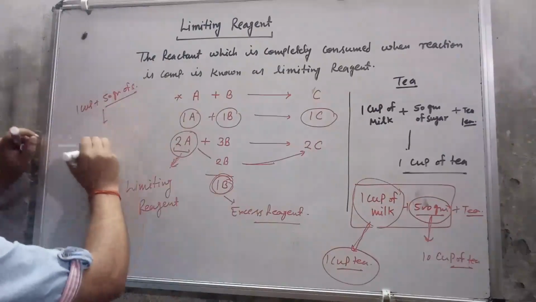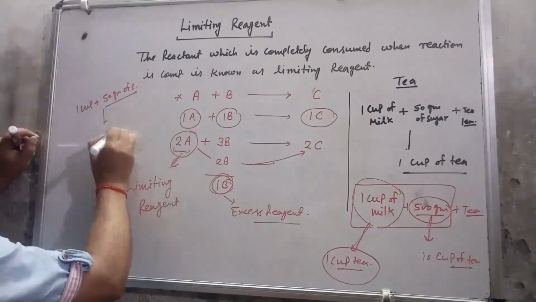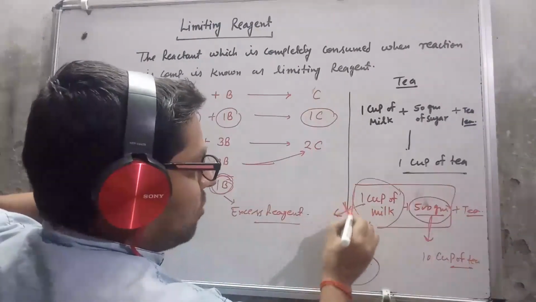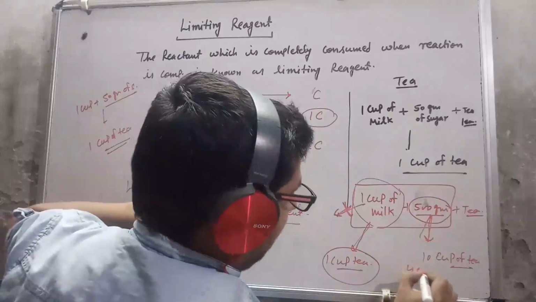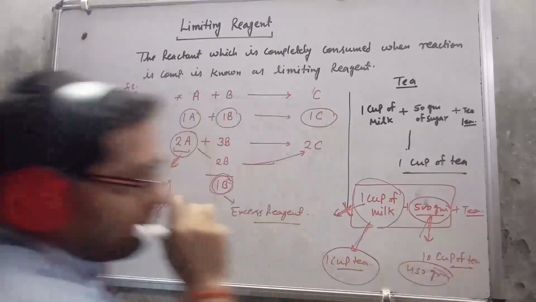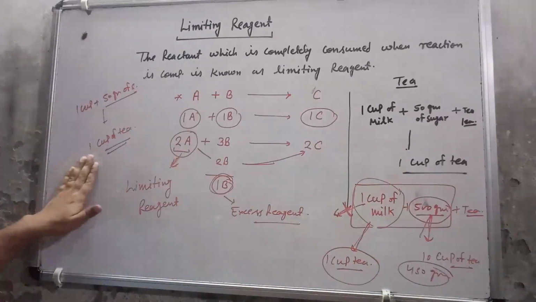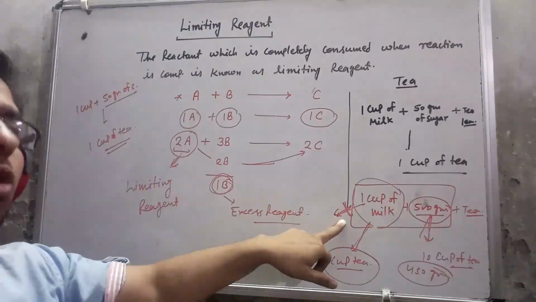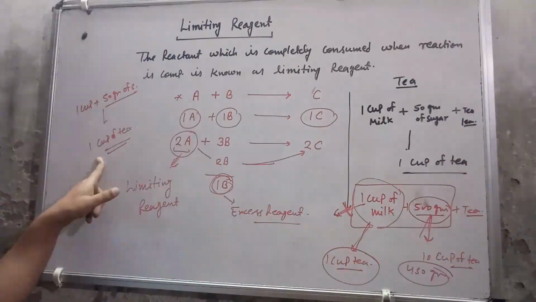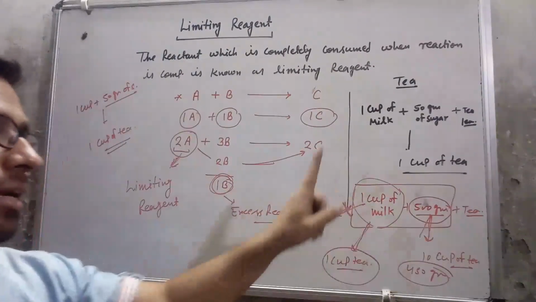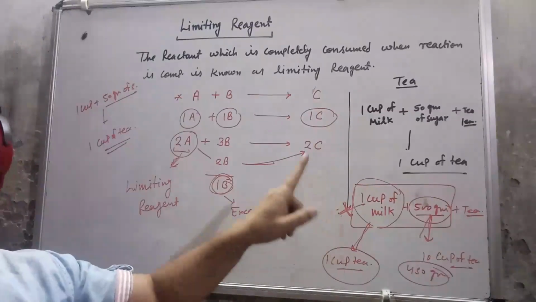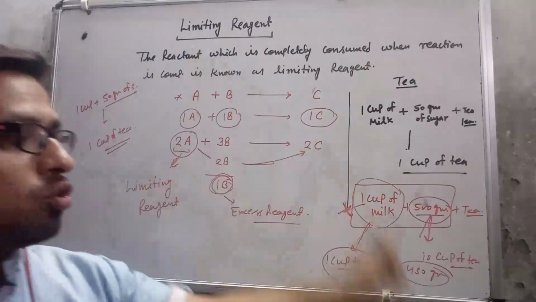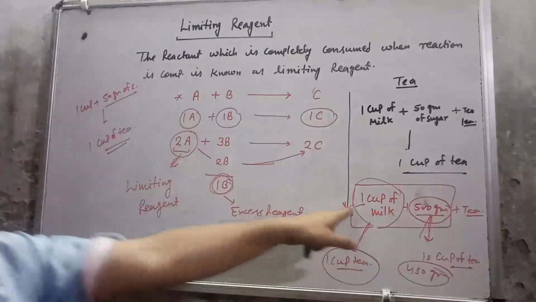After consuming, he gets the 1 cup of tea. That means the milk is going to finish, but 50 gram of sugar is left. As the tea is formed, the milk is consumed, but the sugar is left. So milk is the limiting reagent, which is consumed and not left, but the sugar is left. So milk is the limiting reagent.